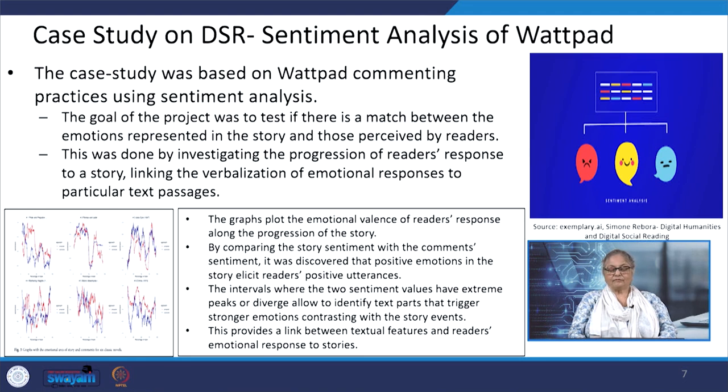The intervals where the two sentiment values have extreme peaks or diverge allow us to identify text parts that trigger stronger emotions contrasting with the story events. This provides a link between textual features and readers' emotional response to stories. Such techniques allow a semi-automatic selection of text parts for critical readings and further exploration of reader responses.